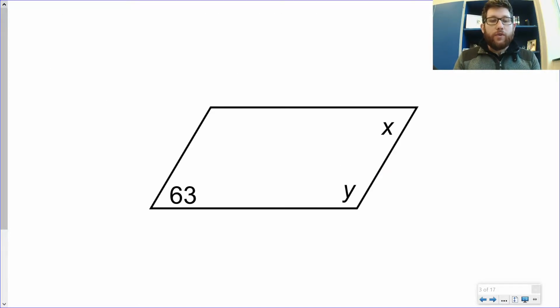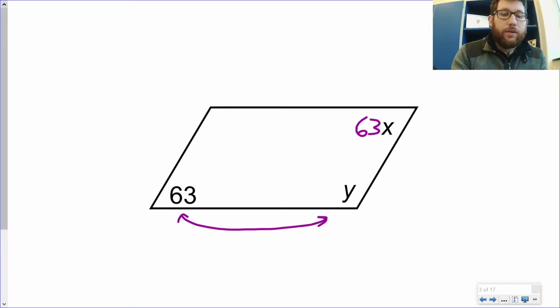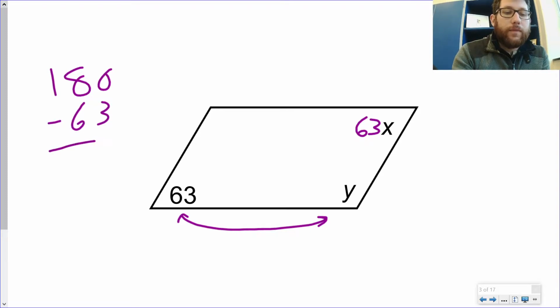So let's do one review problem here. Let's say I have this parallelogram, and I'm solving for x and y. So remember, angles opposite each other are equal. So this one right here would be 63. And then angles next to each other, like these two, I'm going to do 180 minus 63, and I get 117 as an answer, 117.